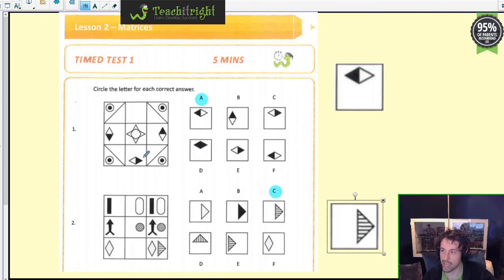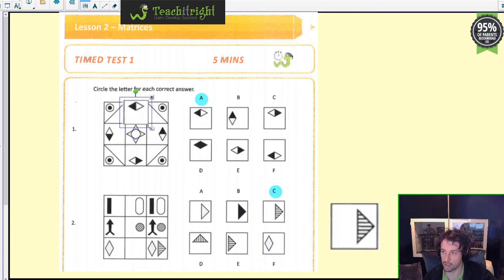So for number 17 here, this is a lovely one. We can see it's rotating around. I think the best way just to show you, look, is this.